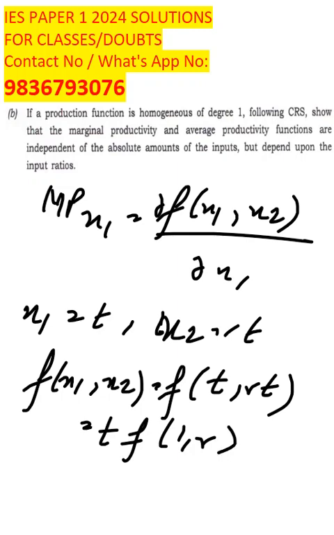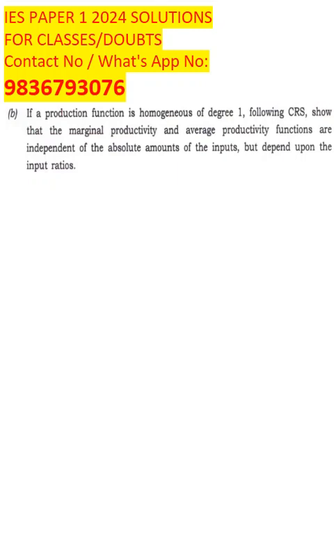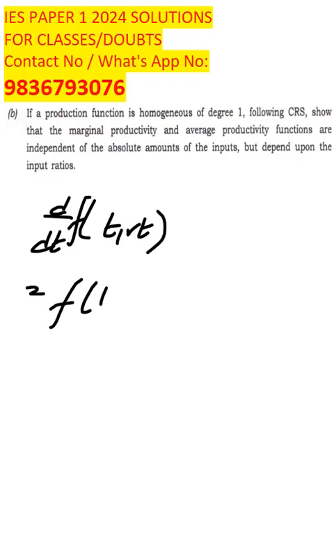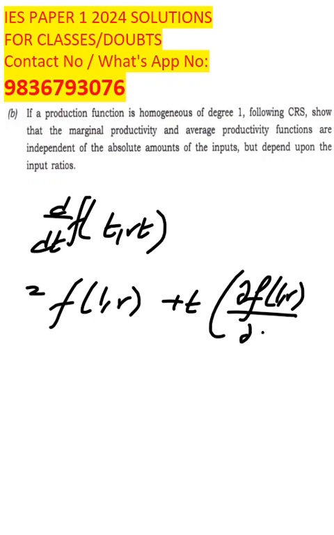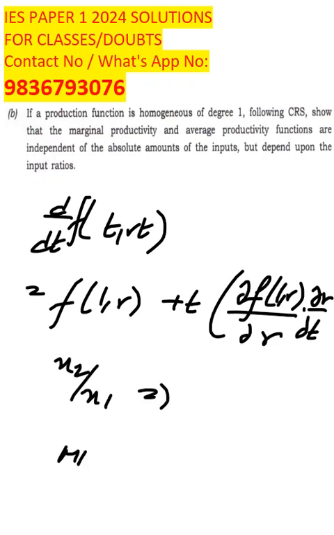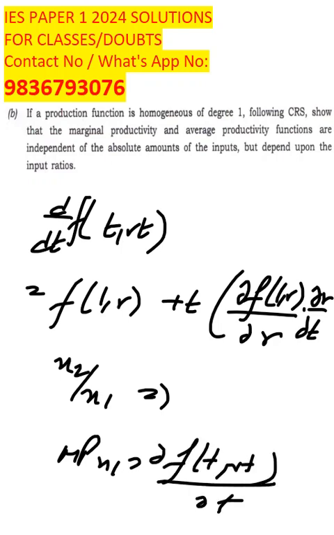Then differentiating with respect to t, we get d/dt f(t, rt) is f(1, r) plus t del f(1, r) by del r multiplied by del r by del t. Since r is x2 by x1 and constant, MP of x1 will be del f(t, rt) by del t, that is a function of (1, r). So we can tell that average productivity f(1, r) and marginal productivity both depend only on the input ratio, not the absolute input levels.